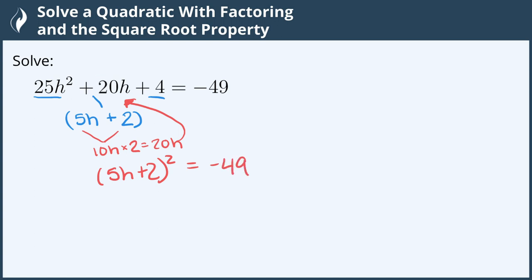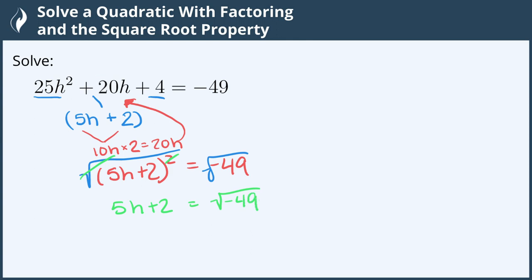Now to isolate the variable, we can square root both sides to negate this squared on the outside, and a square root squared cancels out. So now the 5h plus 2 is outside of the parentheses, and we can continue isolating the variable. So then on the right side, we have the square root of negative 49.